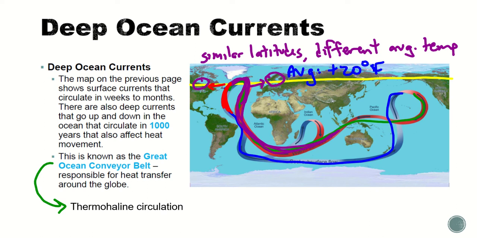So a lot of your European nations, which have similar latitudes to Canada, don't really see the Canadian biomes, the taiga, that you see in Europe. And this is due to the Great Ocean Conveyor Belt or the thermohaline circulation.